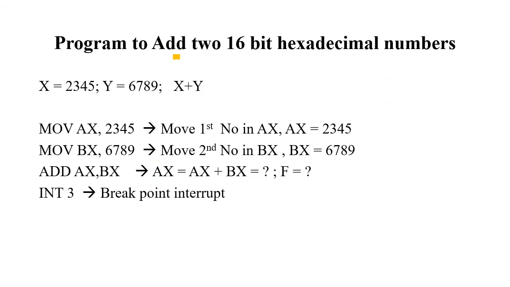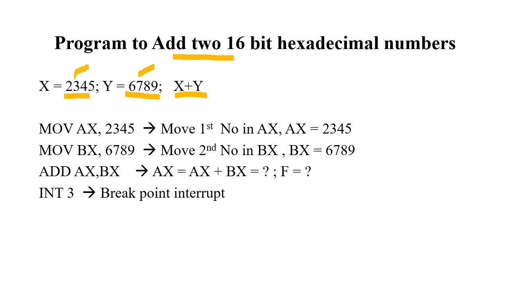Next, now program to add two 16-bit hexadecimal numbers. We have covered all instructions related to addition. Now suppose we are given a program to add two 16-bit hexadecimal numbers. Suppose the data is X is 2345, Y is 6789 and the question is X plus Y. We have several general purpose registers. You can move this to any one of the general purpose registers AX, BX, CX, DX. Similarly, move this to another general purpose register and use the instruction for add.